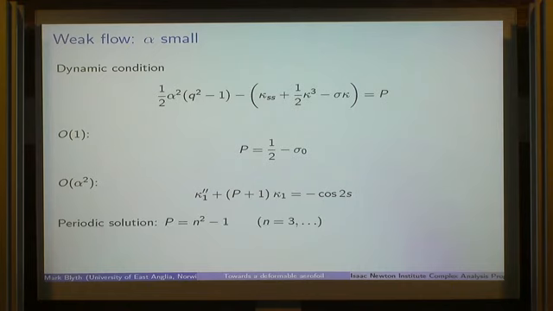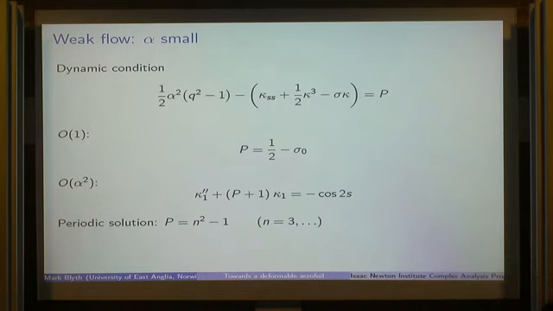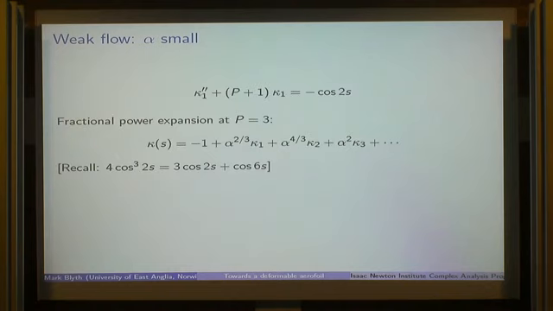Okay. Well, if I want a periodic solution, I've also got to be careful with the value of P. That's got to be the square of an integer. But if little n is 2, then it seems to be problematic. And it works for any value of n except 2. It turns out that at n equals 2, you've got to revisit the expansion. And instead of expanding in powers of alpha squared, you expand in fractional powers, alpha to the 2/3. Let me just try and explain why you might do that.